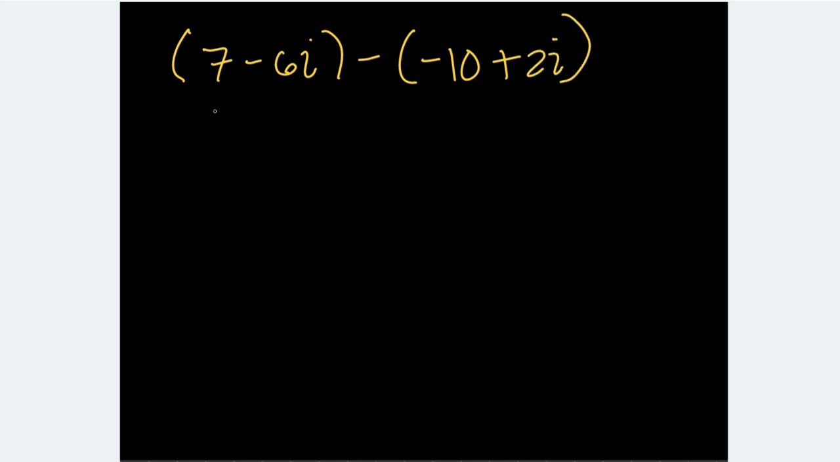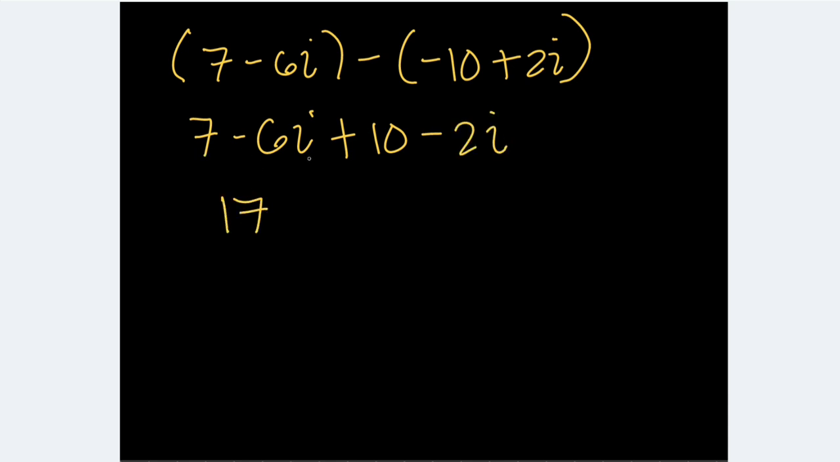Okay, next one. 7 minus 6i minus negative 10 plus 2i. So this is 7 minus 6i plus 10 minus 2i. Then 7 plus 10 is 17. Negative 6 minus 2 is negative 8i.